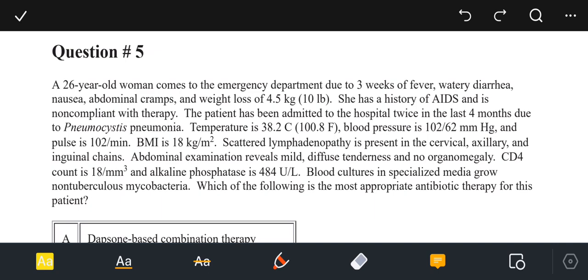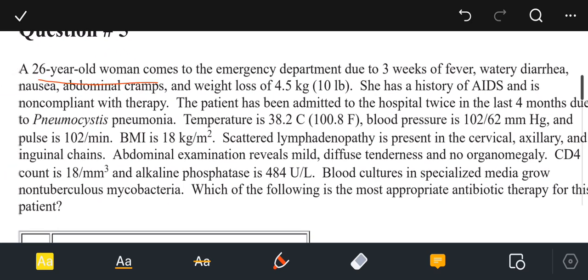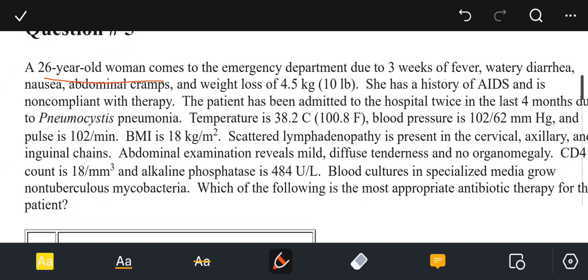So, question number 5 of internal medicine. They are asking about a 26-year-old woman who comes to the emergency department due to 2 weeks of fever, watery diarrhea, abdominal cramps, and weight loss of 4.5 kg. She has a history of AIDS and is non-compliant with therapy. The patient has been admitted to the hospital twice in the last 4 months due to pneumonia.